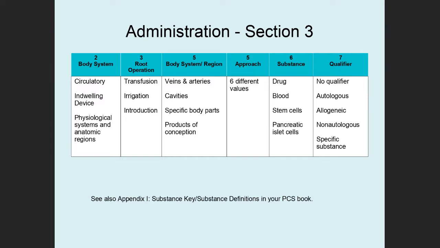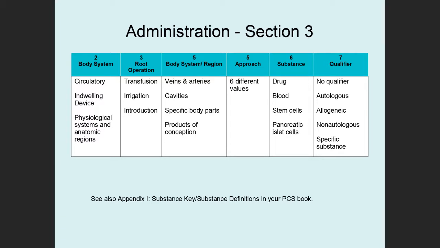The next section I'm going to talk about is administration, which begins with a 3. Note that there are only 3 possible choices for the body system: circulatory, indwelling device, and physiological systems and anatomical regions. There's a variety of body systems and regions, various characters describing veins and arteries, body cavities, specific body parts, or products of conception. There are 6 different approach values.